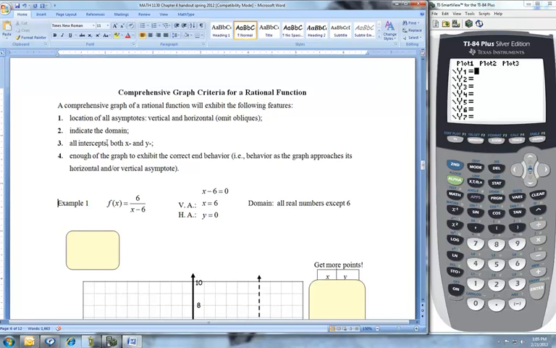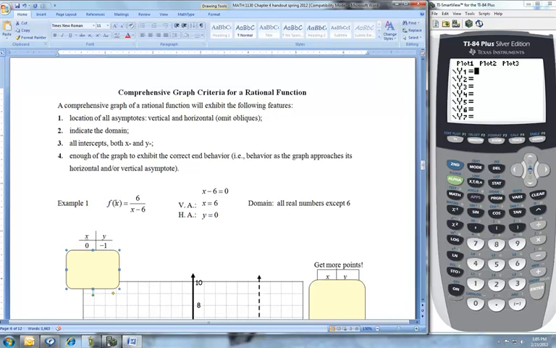Number 3, all intercepts, both x and y. First one I usually find is I let x be 0. If you let x be 0 right here, you end up with 6 over negative 6. So that will give you a negative 1. Let's see if I did that. There's that one. The other one, I need to let my y be 0.